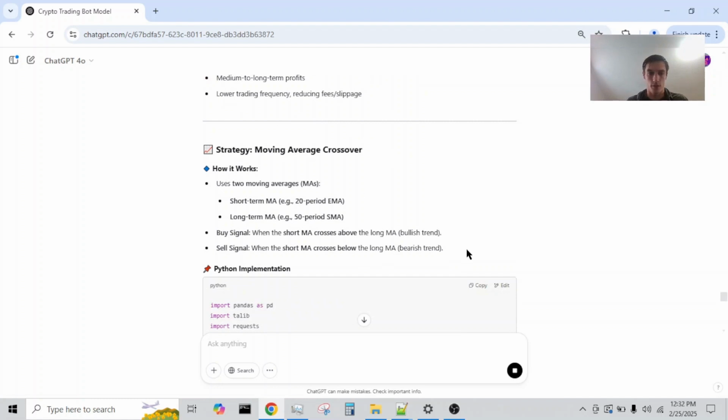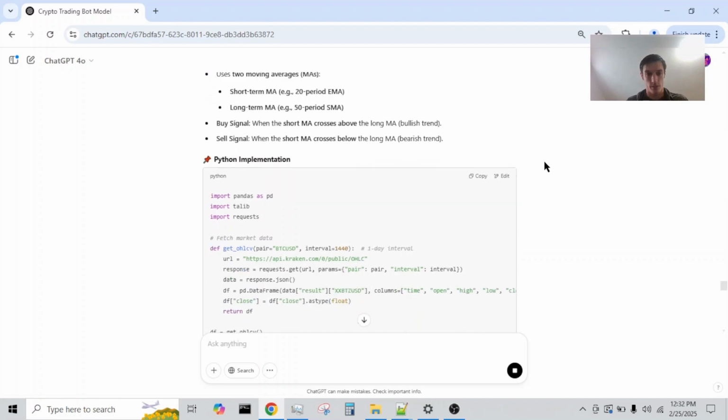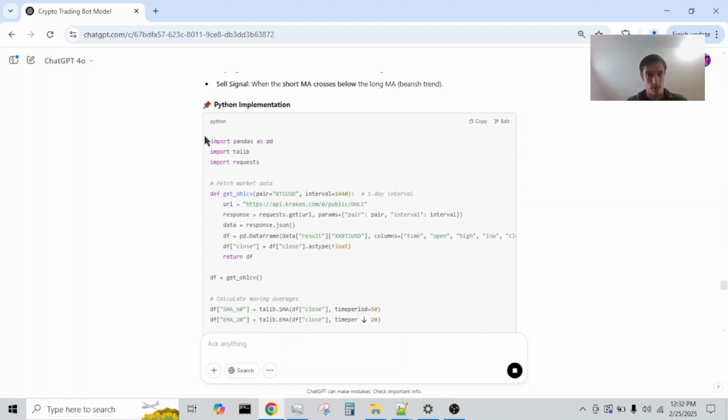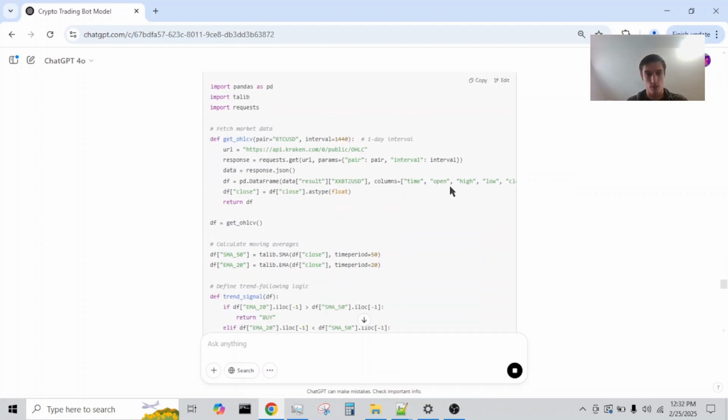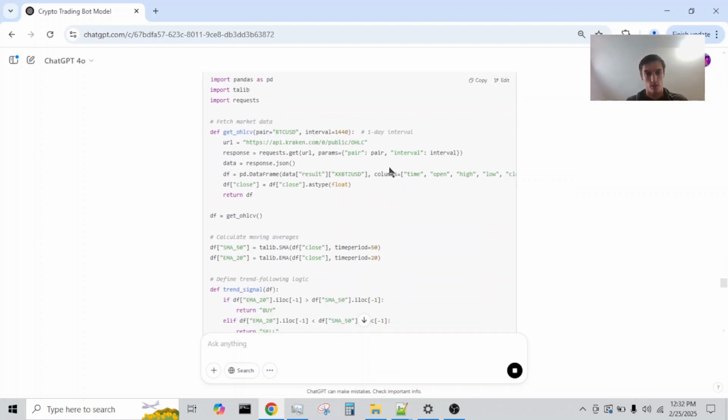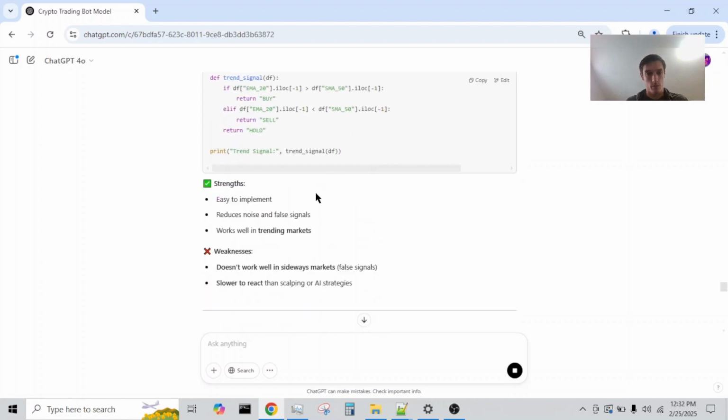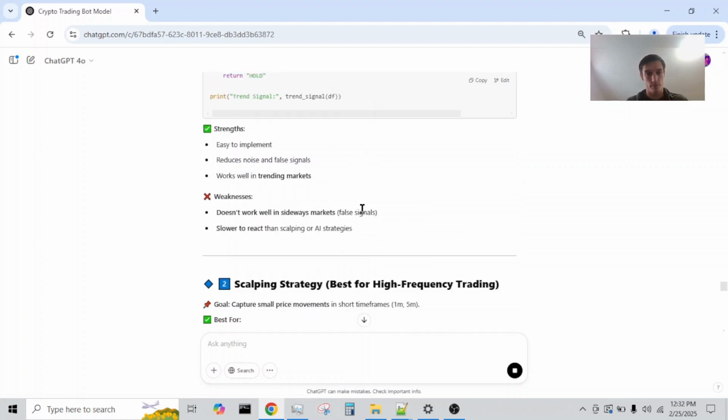Okay, so this is just telling us how the strategy would work, looking at EMAs, exponential moving averages, or I believe this one's simple moving averages. And it's giving us the code that it would do for this exact strategy. Okay, that's cool. Easy to implement. A lot of false signals in sideways markets. Okay.